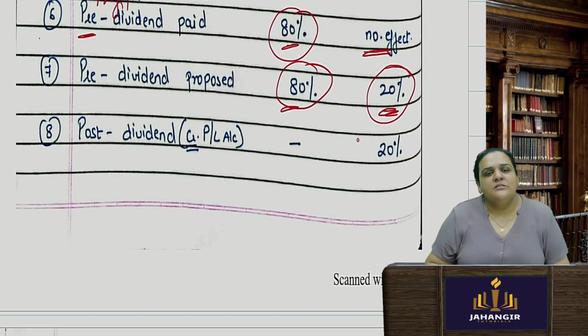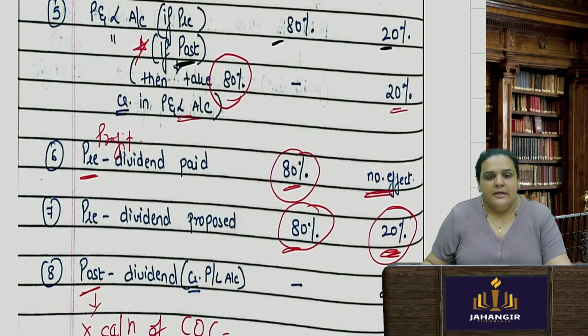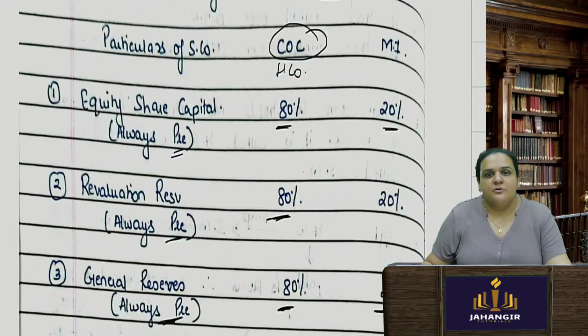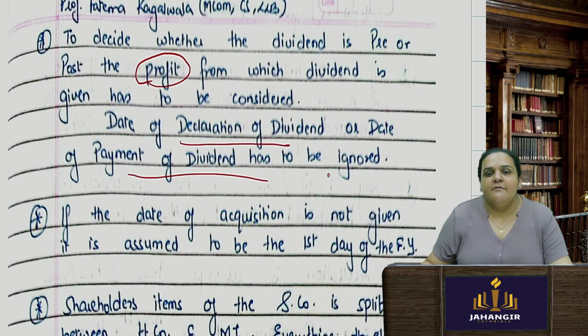And if it is a post-dividend, simple, you got dividend, it's like an income, put it on the credit side of the P&L. Anything which is post will not go in the calculation of cost of control. Remember this one statement. It will solve all your problems. It is like a magical statement. You are supposed to just go through this and you will be able to solve any sum. We just spoke about how to decide whether the dividend is a pre-dividend or post-dividend. We will see the profit from which the dividend is being given. Date of declaring dividend, date of payment of dividend, all that is to be ignored.